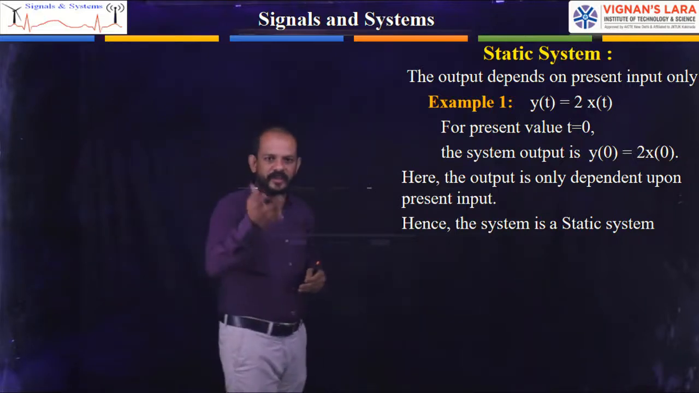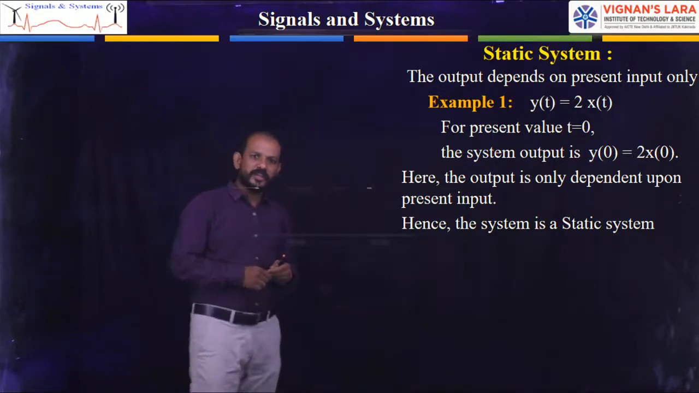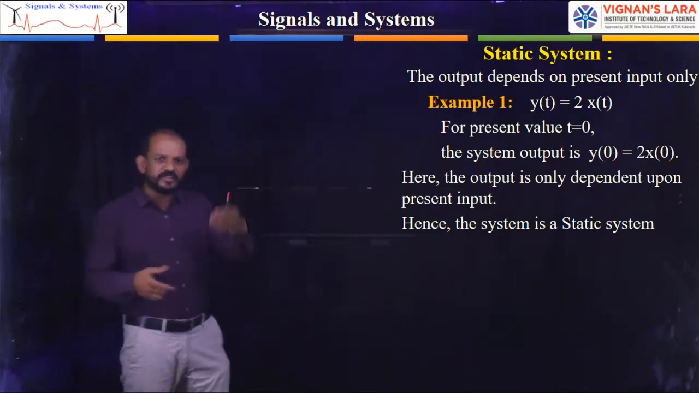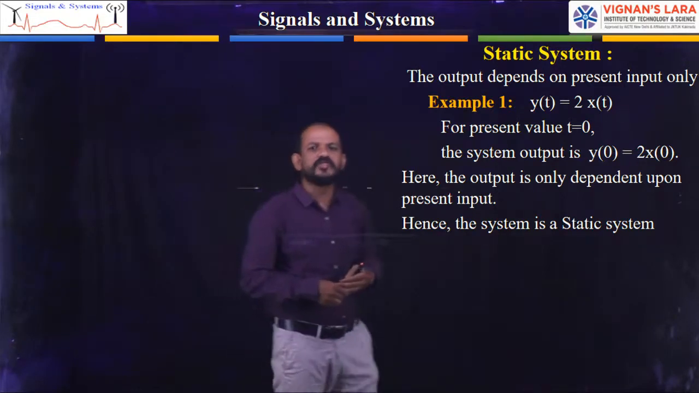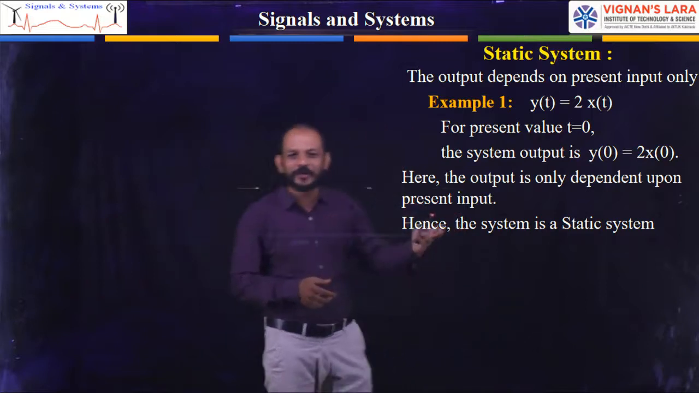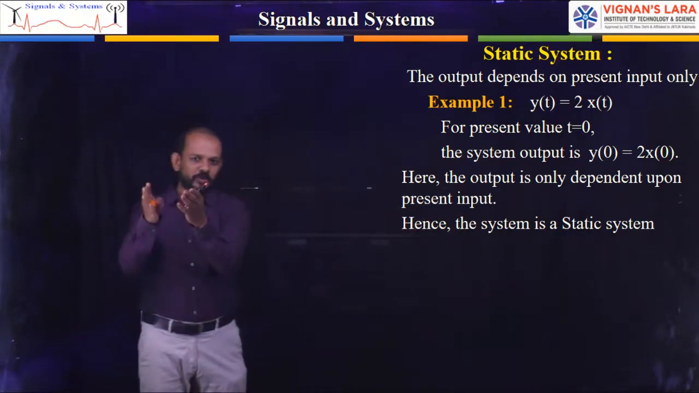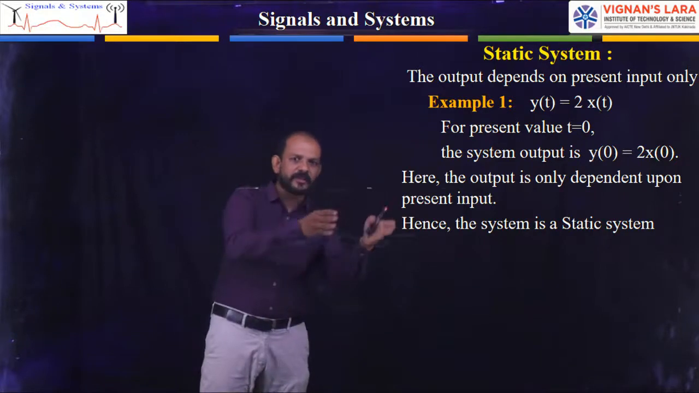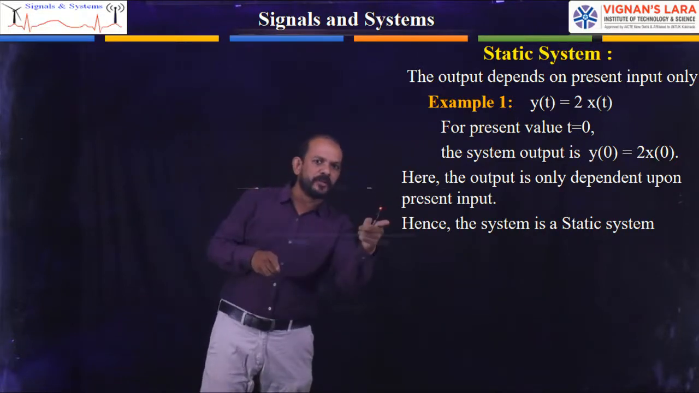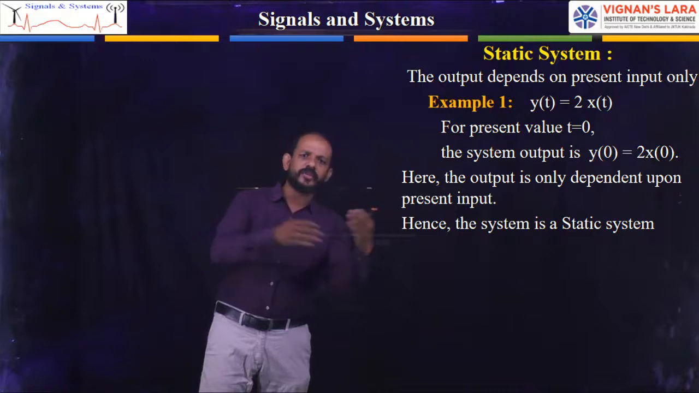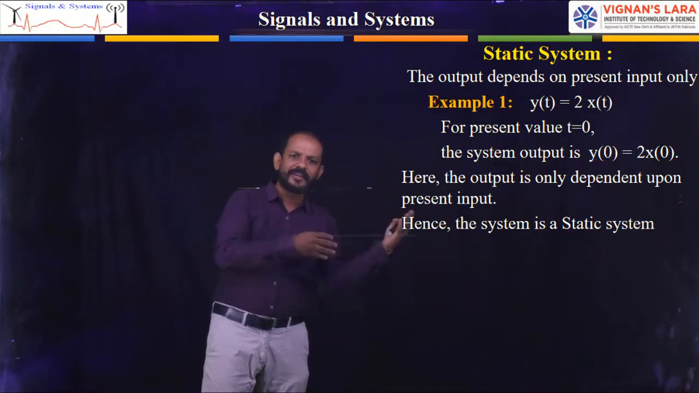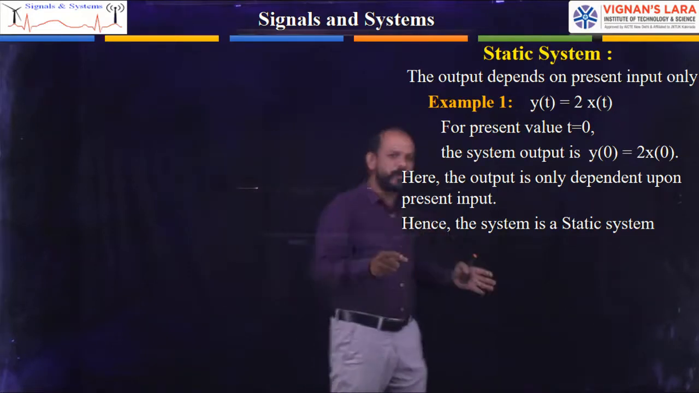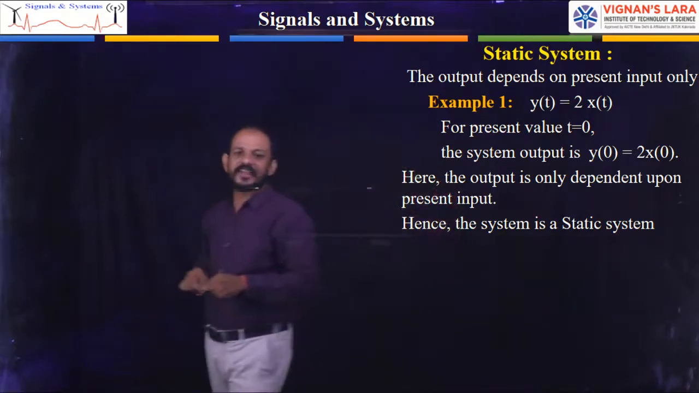And the example I explained to you: y of t equal to 2 into x of t. For the present value, let us take t equal to 0. The system output is y of 0 equal to 2 into x of 0, that is, y of 0 depends on x of 0. The present output depends on present input only. If y of 1, then it is 2 into x of 1; y of 10 is 2 into x of 10. Here the output is only dependent on present input, hence the system is a static system.